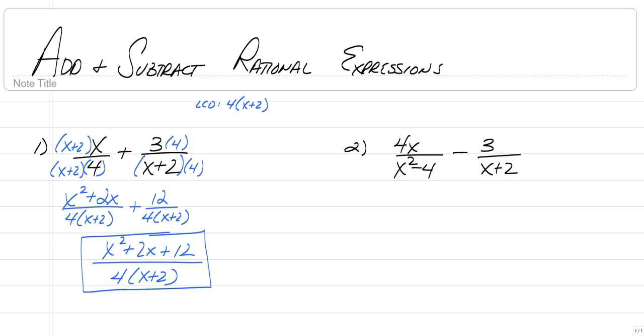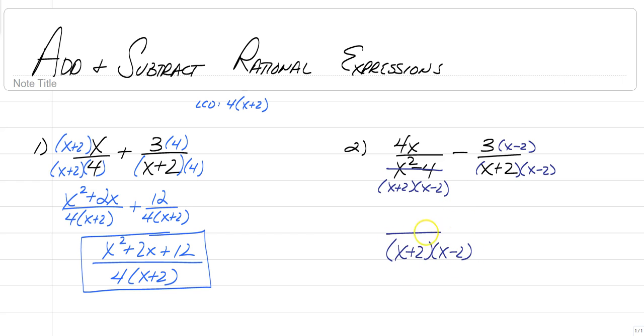Okay, let's do it again with this second one. First thing you need to do is factor this. This is x squared minus 4, so that's x plus 2 and x minus 2. So this side's good to go. This side has an x plus 2. It's missing the x minus 2. Okay, so now we have a common denominator of x plus 2 and x minus 2. So we have x plus 2, x minus 2.